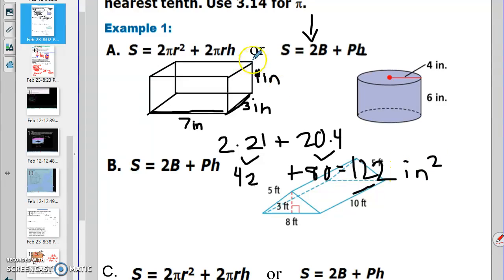So that's just a quick review of how to do surface area. If they ask you just to do lateral area or just the sides, that's this part of the formula, the P times H. That is all.